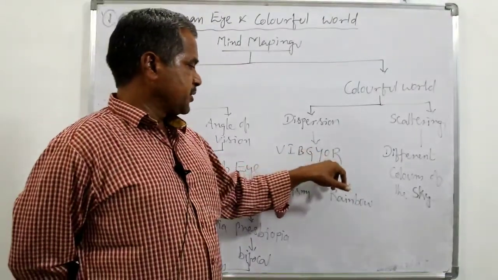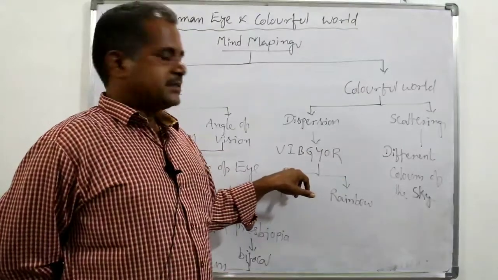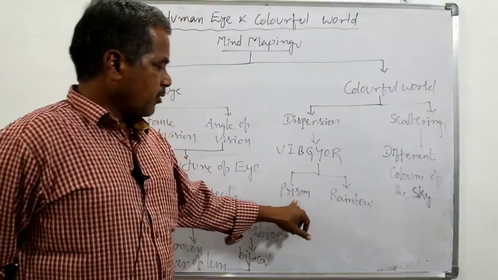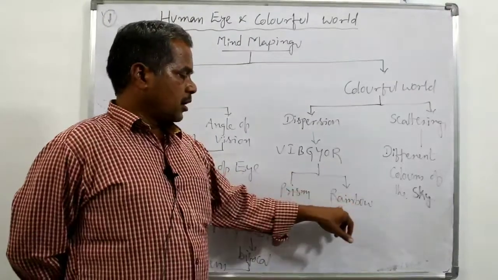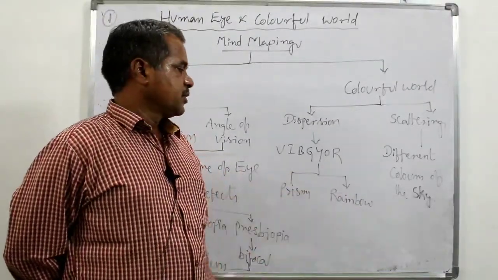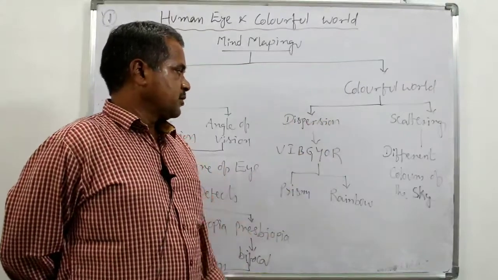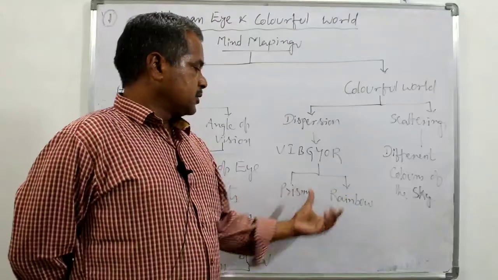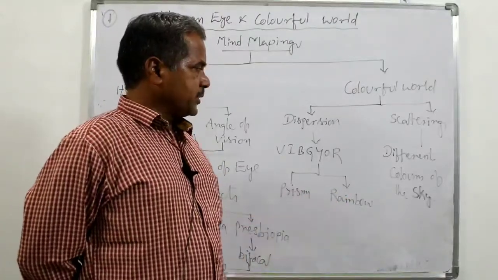Due to this Vibgyor, when the light ray is incident on one side of the prism, what happens at that time, and also how the rainbow is formed. So from this phenomenon of light dispersion we can study all these topics.